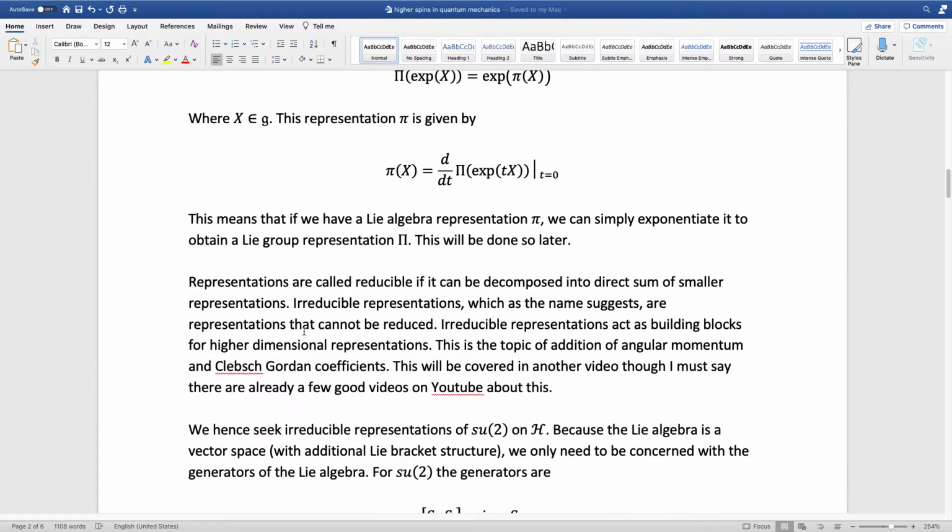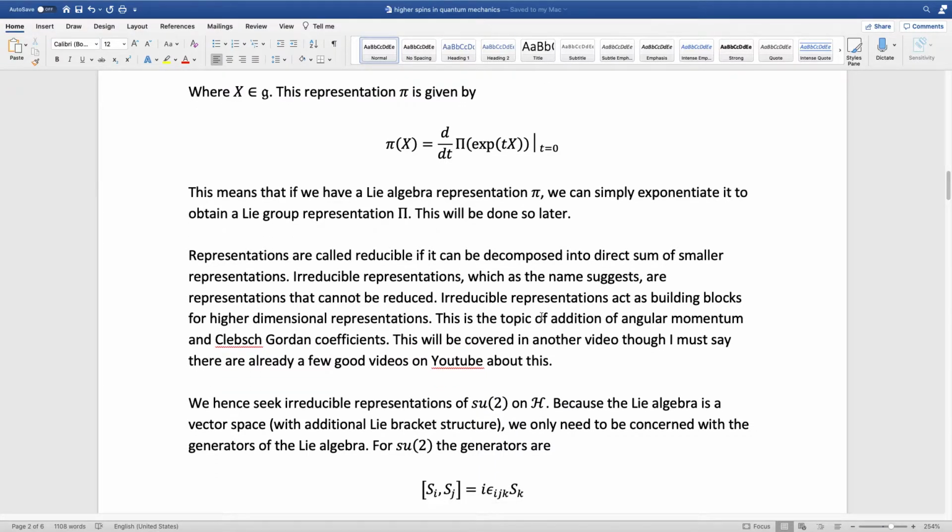Generally, there are irreducible and reducible representations. Representations are called reducible if they can be decomposed into a direct sum of smaller representations. Remember that representations are mappings to vector spaces, so there's a sense of direct sum in terms of vector spaces. Irreducible representations, as the name suggests, are representations that cannot be reduced. Hence, irreducible representations act as building blocks for higher dimensional representations via the direct sum.